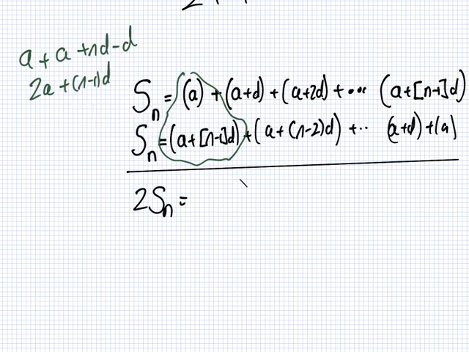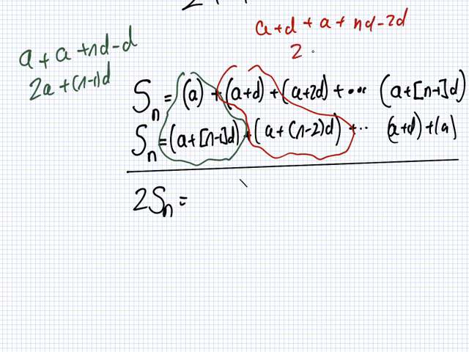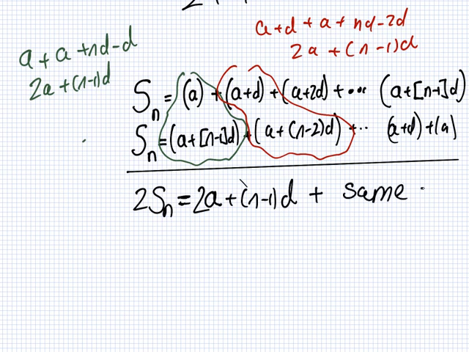And let's look at the next two. These ones. That's A plus D plus A plus nD minus 2D. That'll be 2A plus n minus 1 D. The same. In fact, all of them will be the same. So each time you get 2A plus n minus 1 D. And then you get the same again. And again.